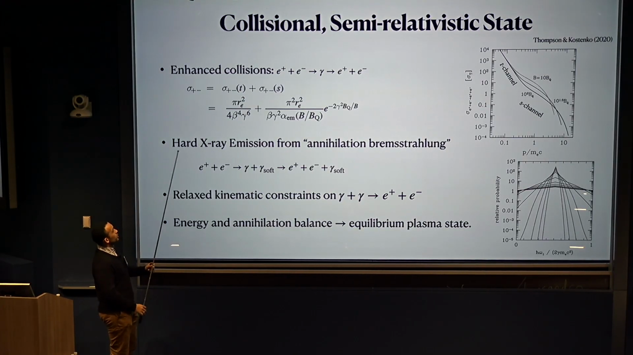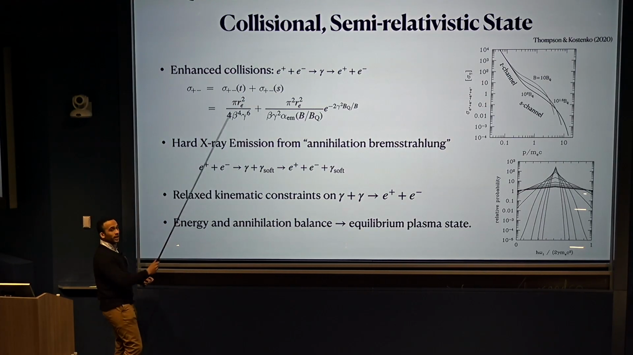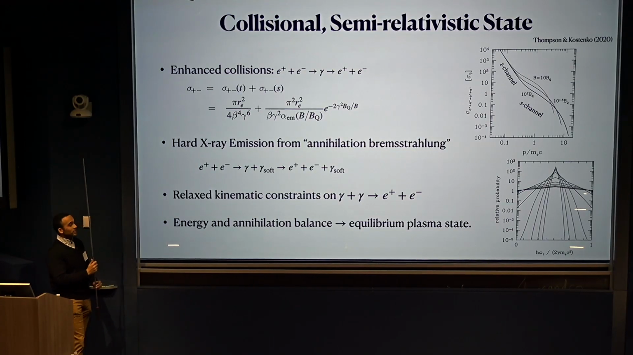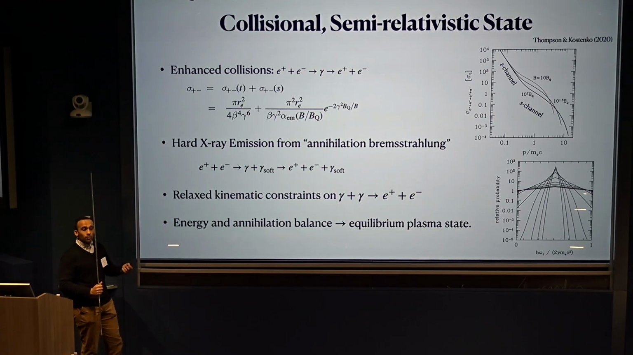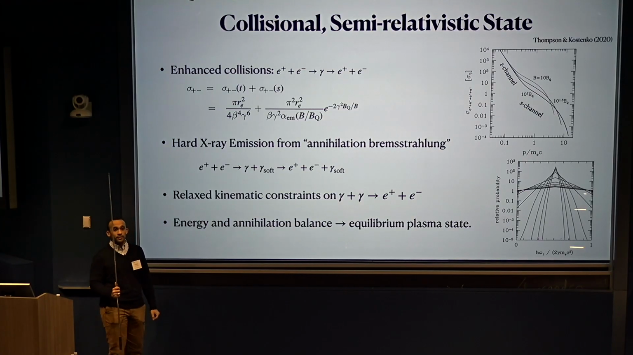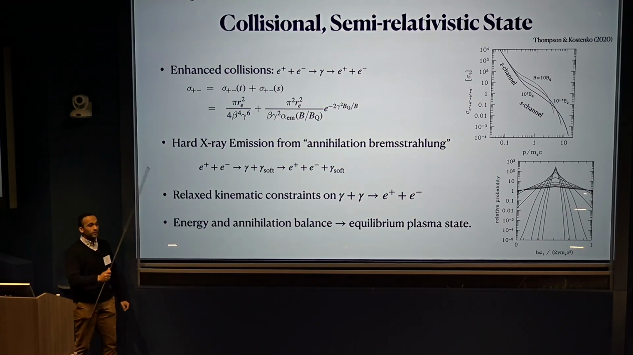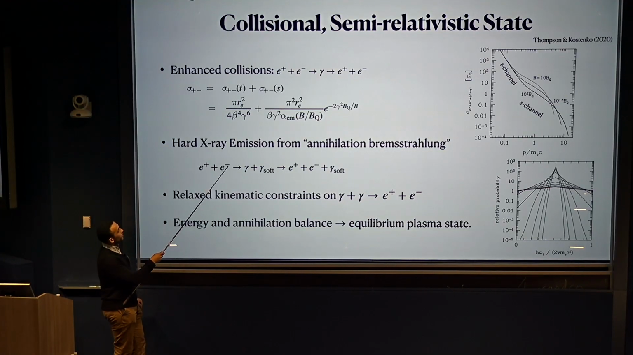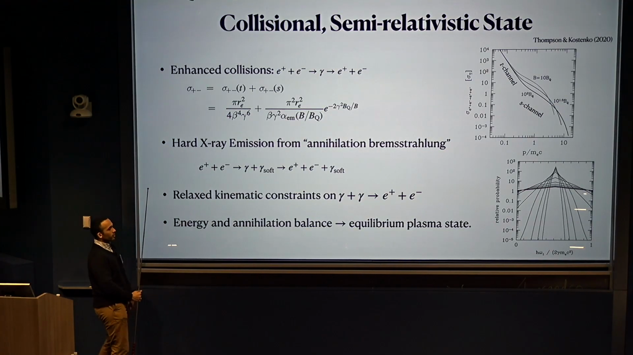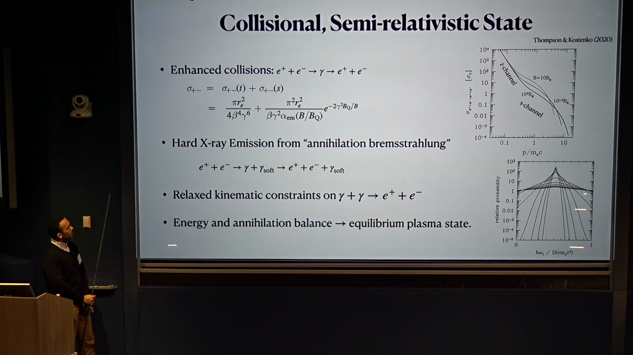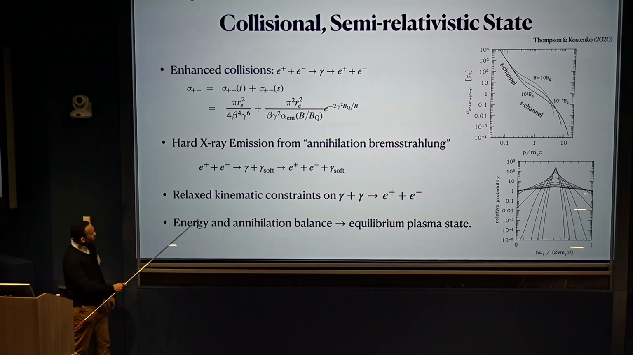And so this gives you a huge enhancement in the e+ e- scattering cross-section, and this makes the plasma a lot more collisional than you might have expected if you just use a standard, let's say, Thomson or even Klein-Nishina prescription for electron-positron scattering.